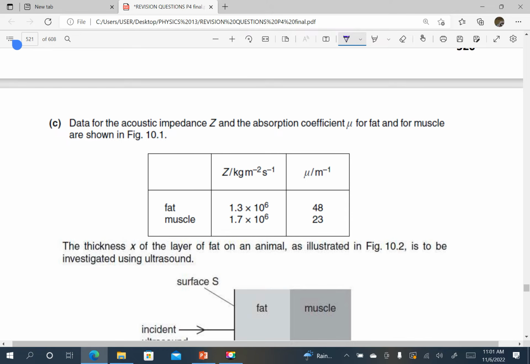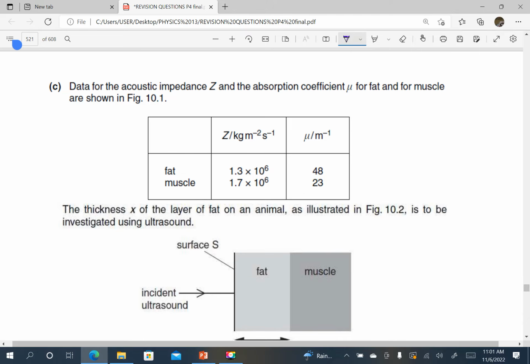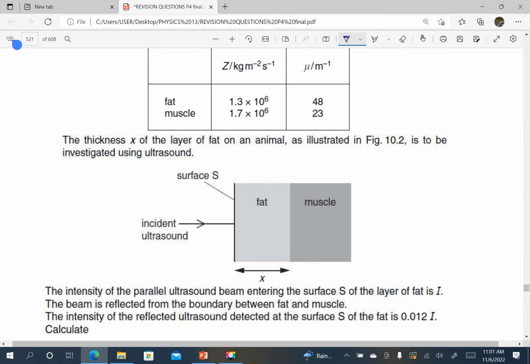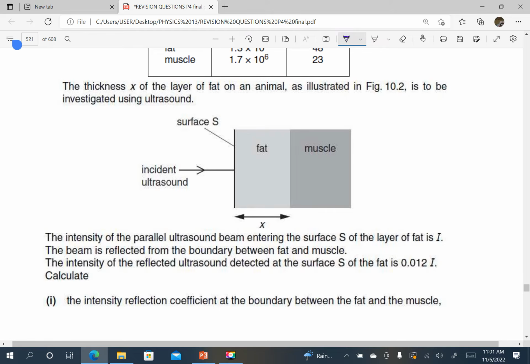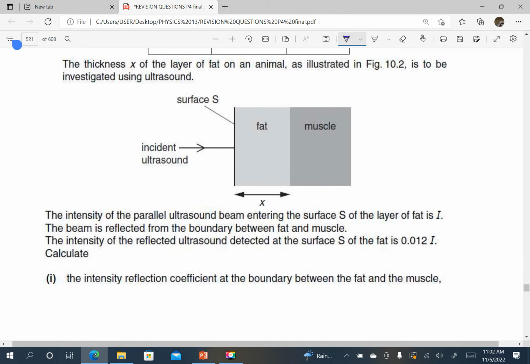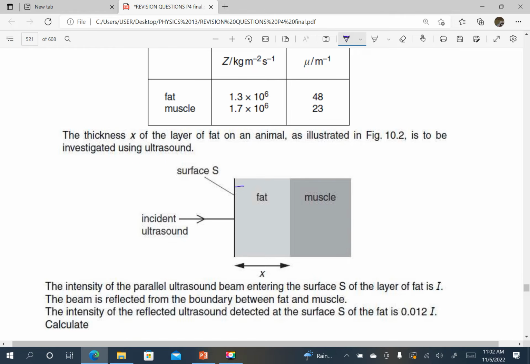Data for the acoustic impedance Z and absorption coefficient mu for fat and for muscle are shown here. So they have given us Z values in SI units and they have given us linear absorption coefficients, or linear attenuation coefficients, in SI units. The thickness x of the layer of fat on an animal, as illustrated in the figure, is to be investigated using ultrasound. The intensity of the parallel ultrasound beam entering the surface of the layer of fat is I. So what is entering here is I.